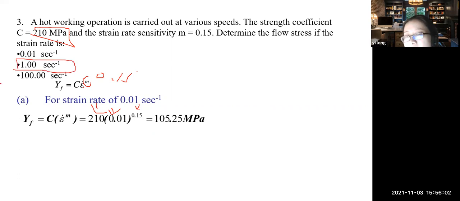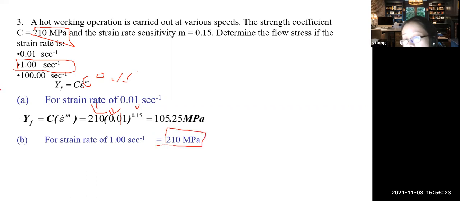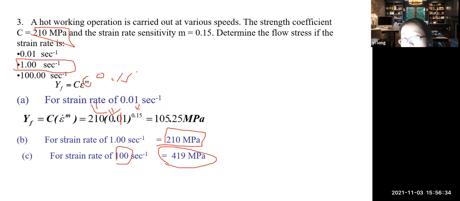Can all of you type? When I change the strain rate to 1, what is the answer now? All of you answer. Any more answers? Because this is a straightforward one. If you just change to 1, then it's simply 210 megapascal. If I change to 100, you can see it's nearly more than doubled, roughly doubled. So you can see the strain rate has a very, very high influence on the stress.